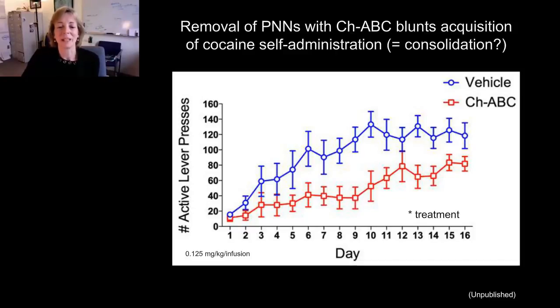It takes about 10 days to show kind of a maintenance level, or a steady level, of self-administration. And you can see that in our animals that have no perineuronal nets, this is a slower response and it never quite catches up to the vehicle controls. So again, we don't completely blunt, but we do seem to blunt that acquisition or consolidation of that cocaine-associated memory by removing nets in the prefrontal cortex.